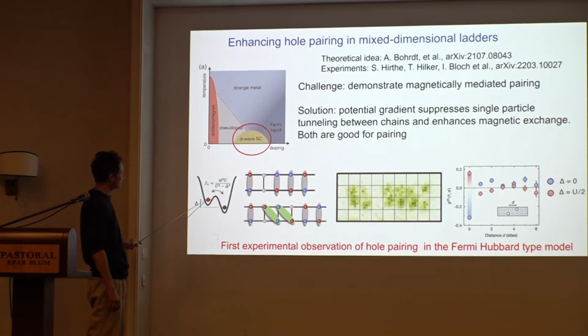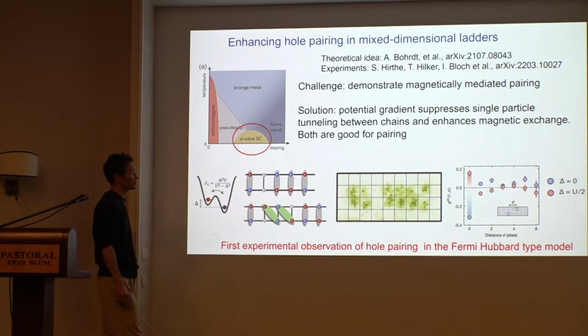However, now if, let's say, this red fermion goes to the neighboring site, the doubly occupied state has an energy not of U, but U minus delta, U minus bias, and therefore we enhance the exchange interaction. Therefore, applying this bias actually gives us two things which are both beneficial to pairing. It suppresses single particle tunneling and it enhances exchange interactions.